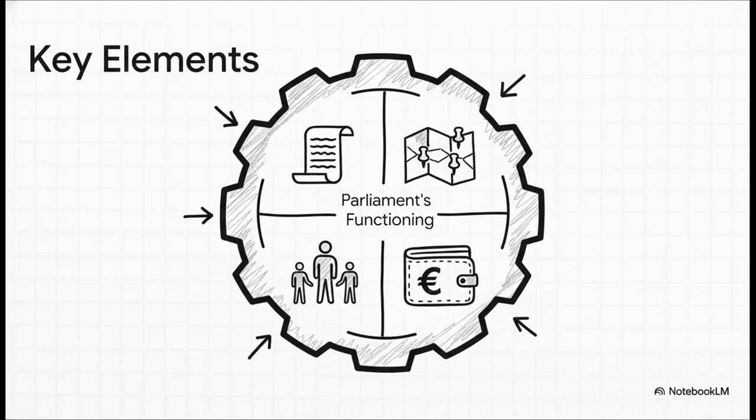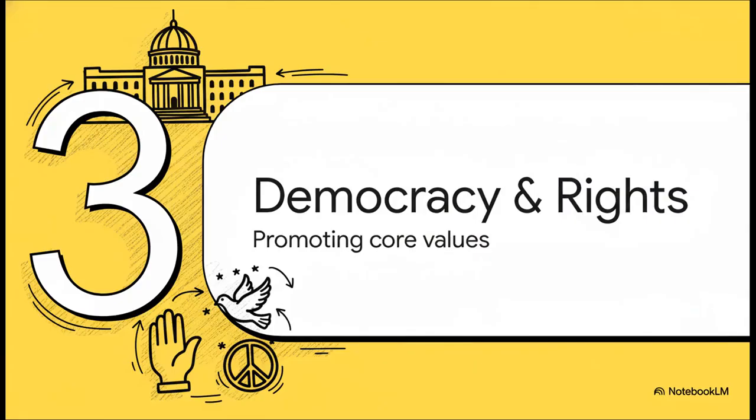Several key elements define the Parliament's organization. These include its detailed rules of procedure, its designated places of work, the provision of support staff for its members, and the management of its own budget. In addition to its legislative, budgetary, and supervisory functions, the Parliament has a broader role in promoting democracy and rights. This section will explore that mission.